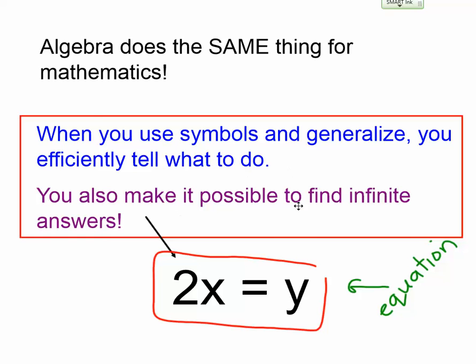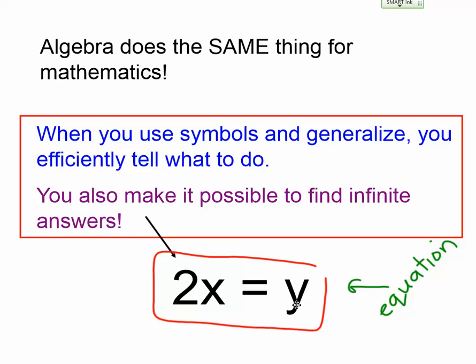So another thing that we talked about that algebra does is it makes it possible to find a pattern and generalize and use that to have infinite answers. For example, if I told you that my pattern is that I'm going to double a number x to get y, we could have put in any number we want for x. We could put in 5. Shadia put in 5 and she got 10.